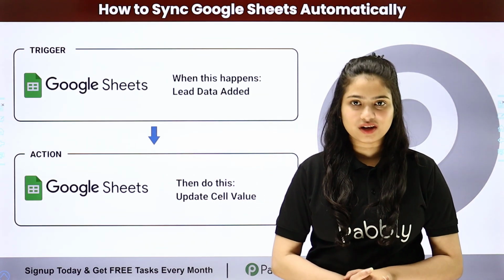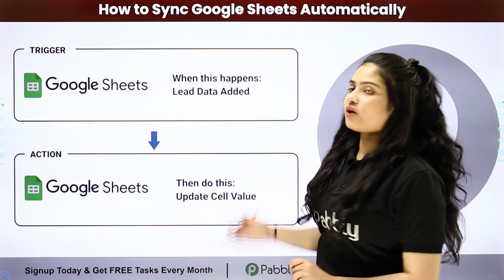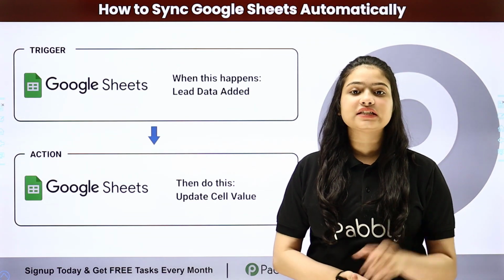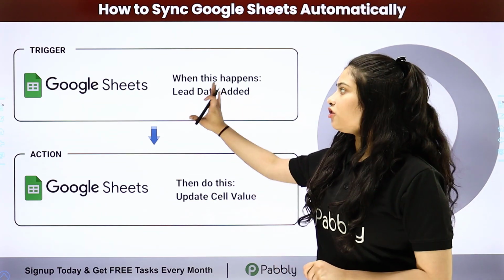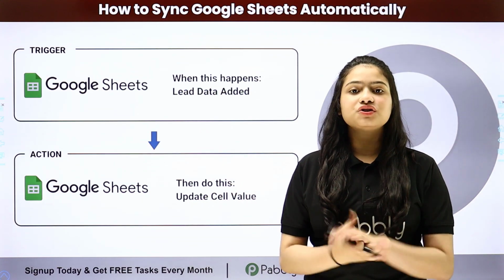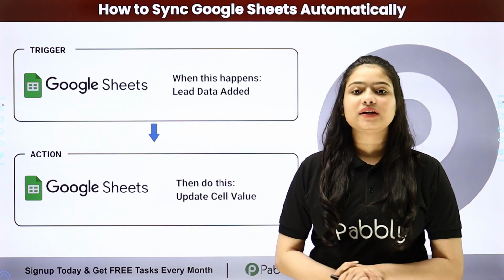In this video, we are going to learn how to synchronize Google Sheets automatically. So here my objective is that as soon as I add a new row in one of my spreadsheets, automatically the second one should also be updated. So how are we going to automate this entire process?